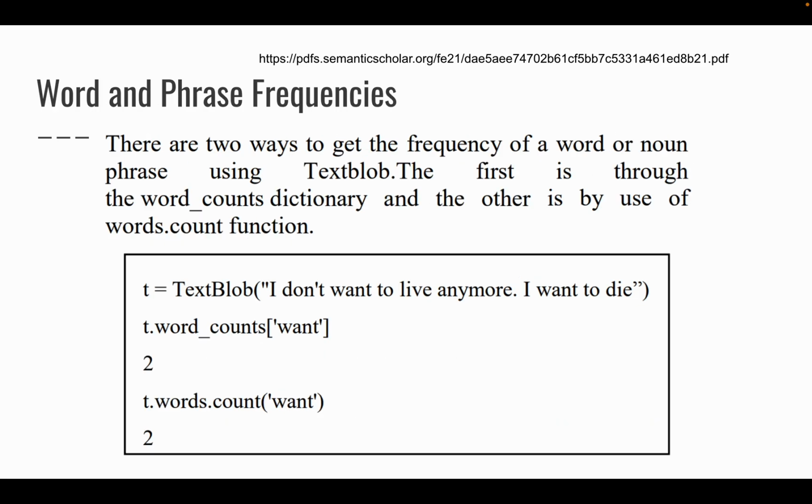Now for word and phrase frequencies. There's two ways to get the frequency of a word or noun phrase using TextBlob, okay? The first is through the word counts dictionary, and the other is by using the words.count function. You can see here we use the word counts dictionary in order to get the count of the word want in this sentence here. We can see that it pops up twice here, so we get 2 as our response. And you can achieve the same thing, like it said, with the words.count function.